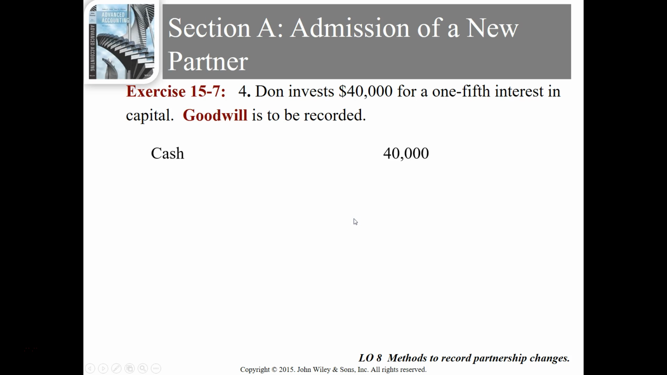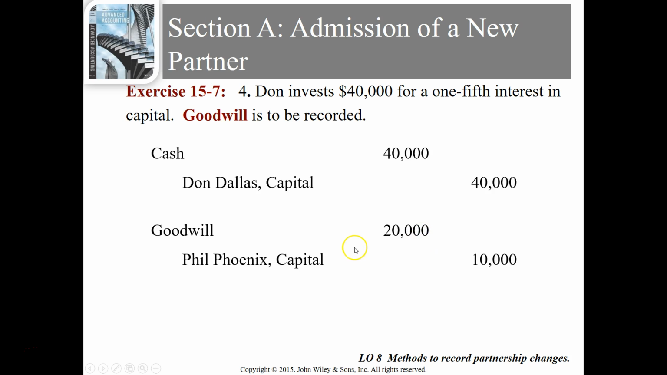But who gets this goodwill? We debit cash for 40 and credit Don Dallas's capital for 40. A second entry is done to debit goodwill, an asset, of 20, and these guys get it as well. This method is revaluing the asset to maybe show that there's a goodwill from these partners who are already there. Maybe their business life, maybe the products they've done.